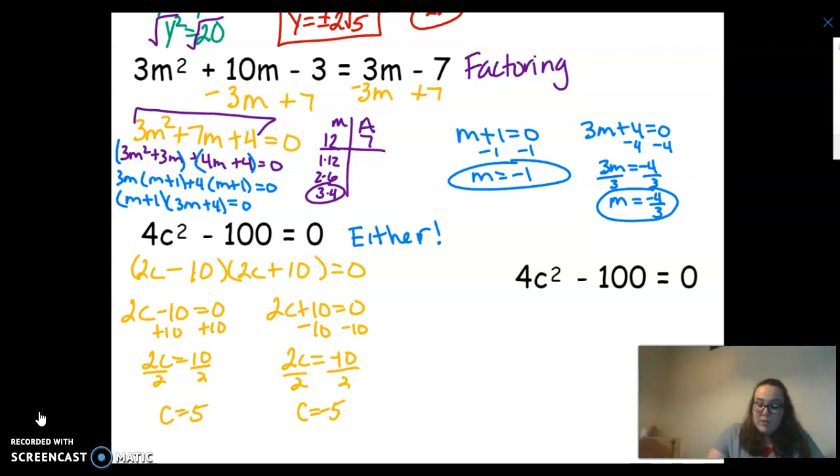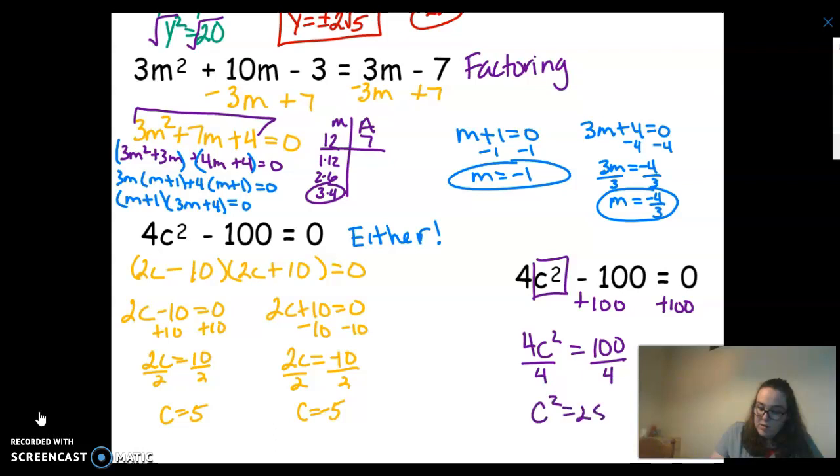If you solve using the square root method, I have a c squared here. Well, I can add 100 to the other side. So 4c squared equals 100. I can divide by 4. Now, to get rid of a square symbol, we know we need to square root. Well, what's going to happen when I square root 25? The square root of 25 is 5, and when I add a square root, I have to put a plus or minus.